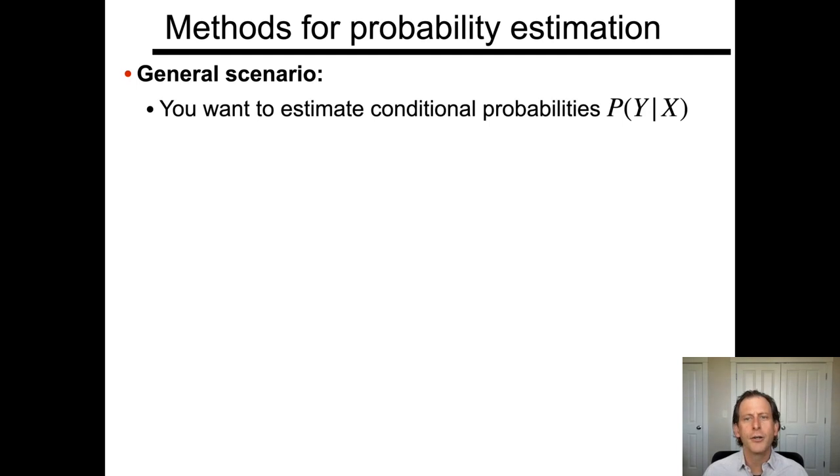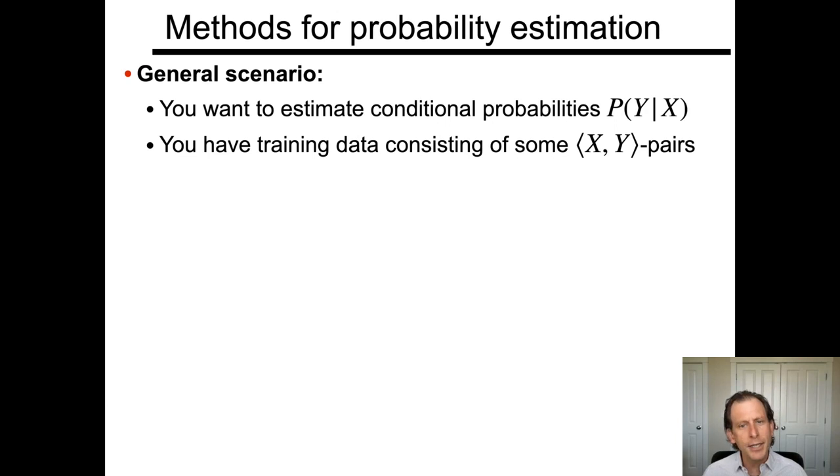The general scenario is that I want to estimate some conditional probabilities. I'll call them the general case. These are y given x. So, random variable y given some other random variable or collection of random variables x. And I have some training data consisting of some xy pairs. So for example, if I'm estimating a bigram model, these would be previous-current word pairs.